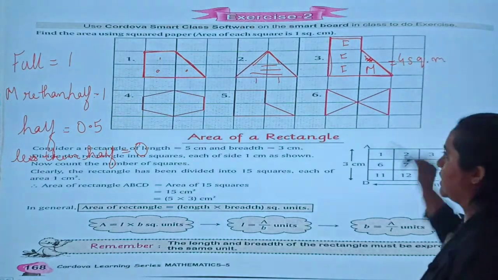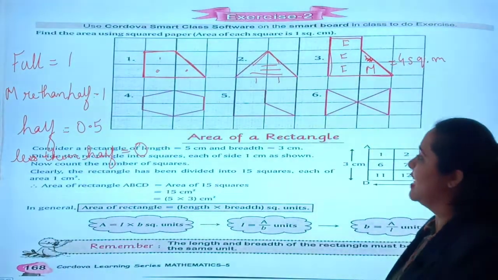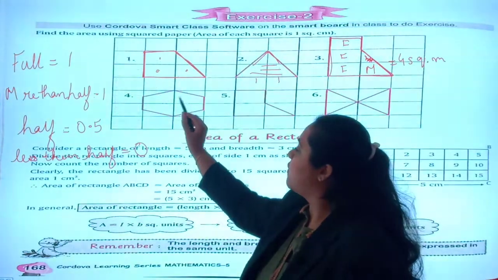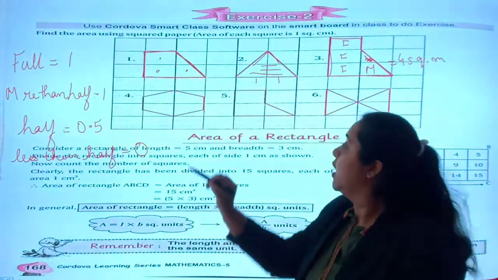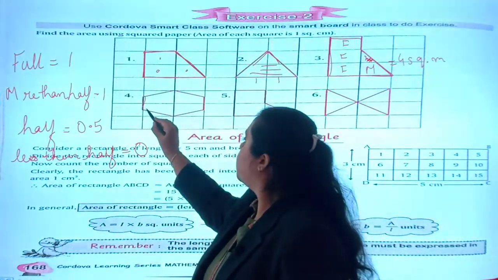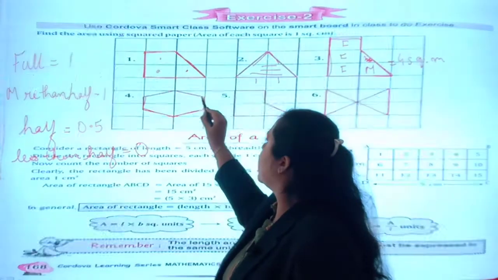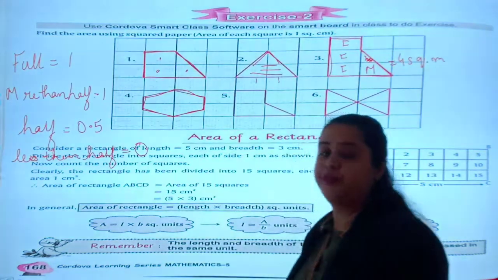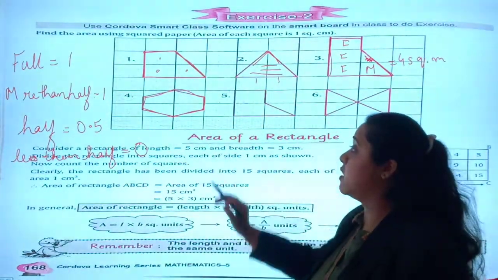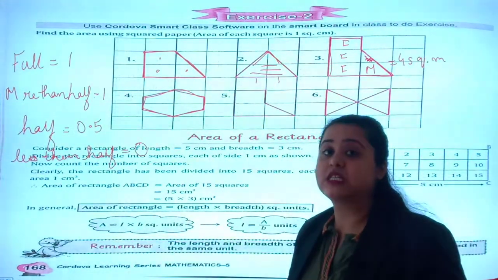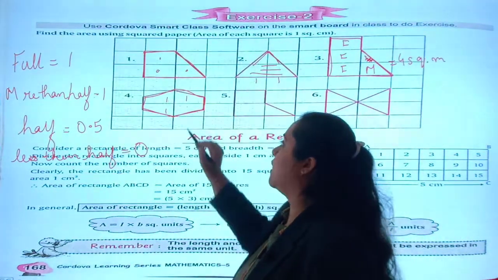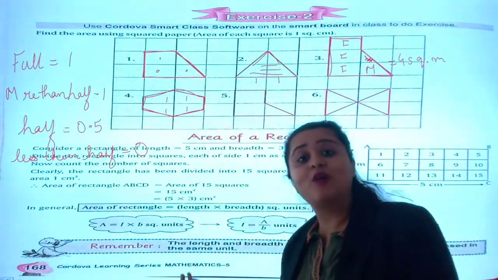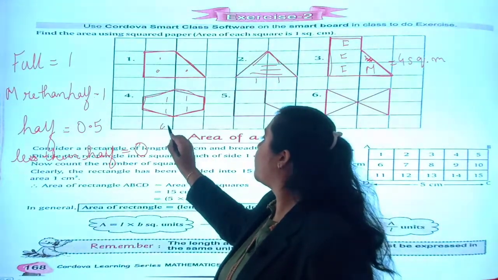4 square meters. Understood? In this, the figure is in a shape of hexagon. Okay? In a shape 1, 2, 3, 4, 5. We can observe that each box is more than half. 1, 1, 1, 1. So ultimately 4 square meter.